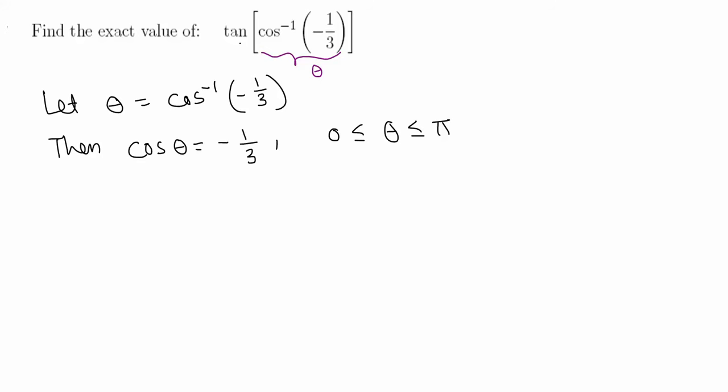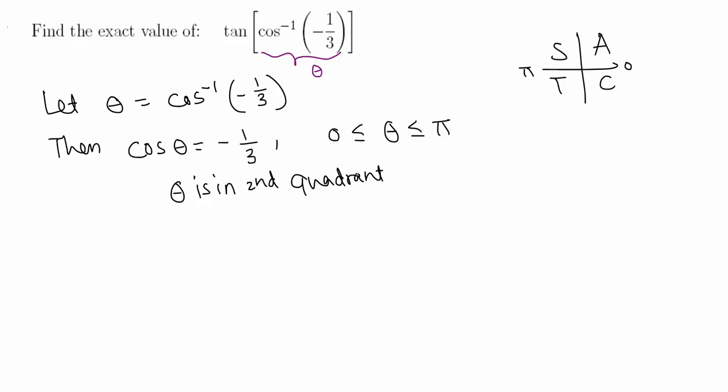Eventually we want to find tangent theta. Let's look at the quadrant rule: All Students Take Calculus. We are just focused on either the first or the second quadrant, 0 through pi, and cosine is negative. That means all positive, sine positive, so we are in the second quadrant. So we can say theta is in the second quadrant.